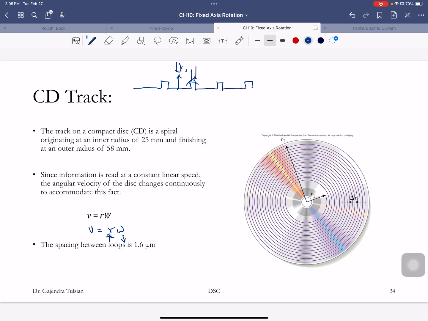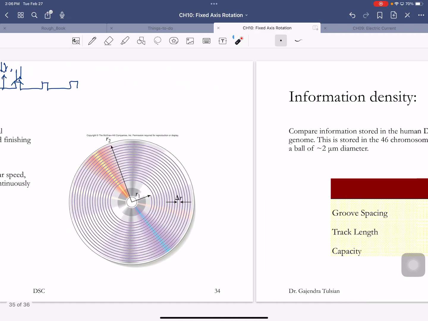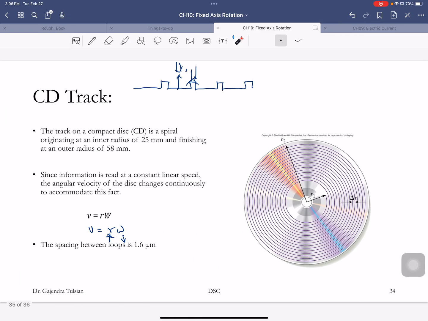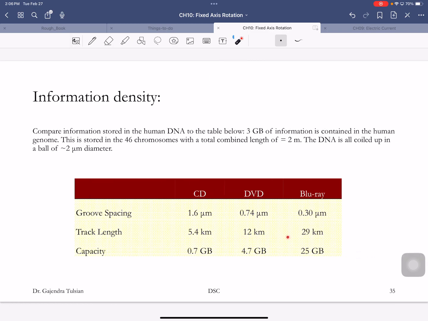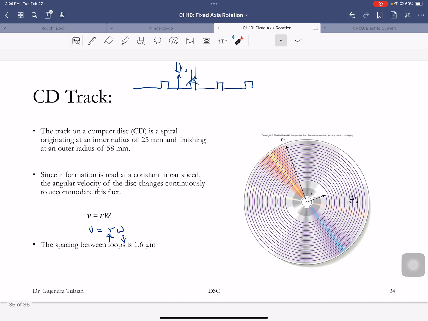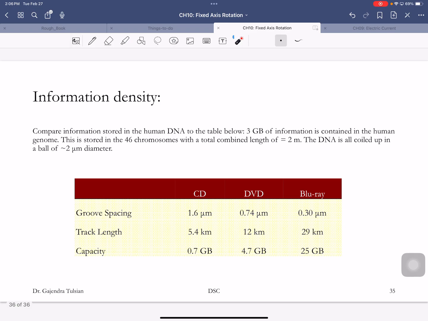As you're reading the CD, starting from here and reading more and more, the angular velocity of this disk is decreasing. So that's an engineering problem to solve. You have to have variable speed motors to read these things. Now, how did the length increase? The length increased because the groove spacing got smaller. That spacing is the distance between these lines. How did the groove spacing decrease?